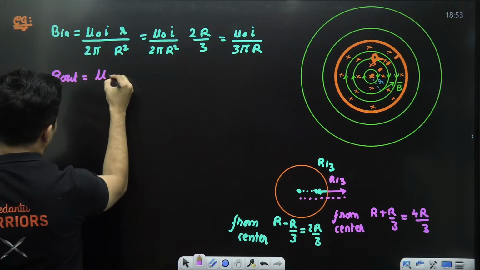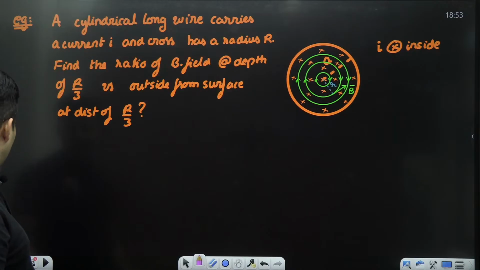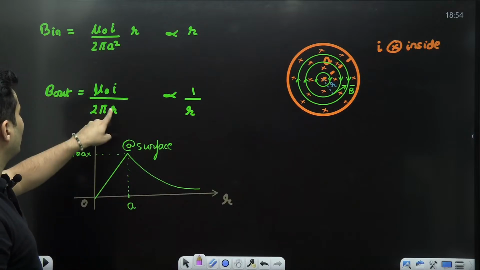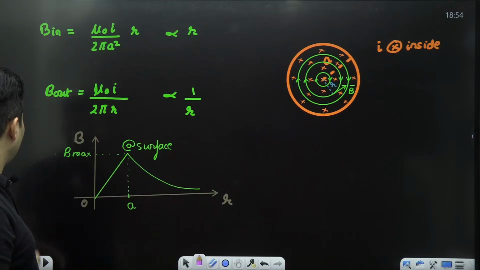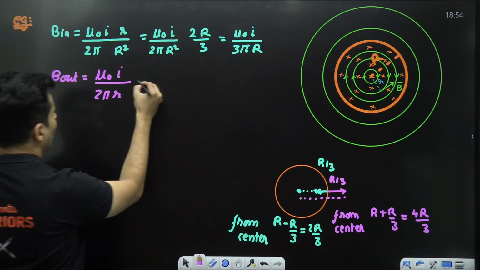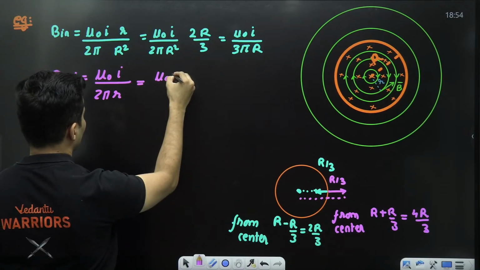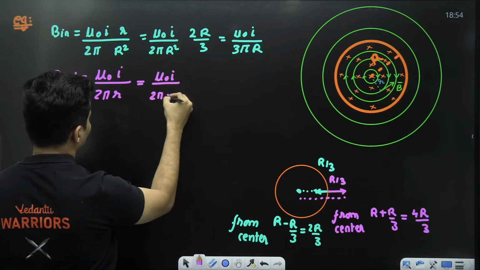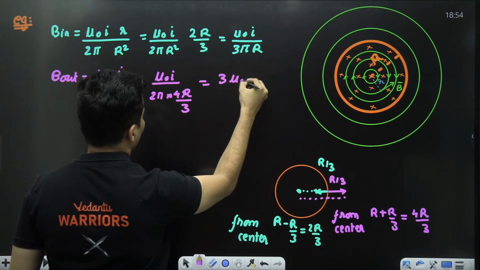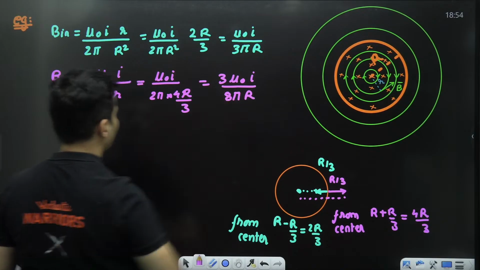Now let's go outside and see what the formula will be like. When you're outside, the formula changes to mu naught I by 2 pi r. So remember, we are just using this when you're outside versus inside. When you're outside, the radius of the wire does not even matter. So this small r is basically 4R by 3, distance from the center. So mu naught I by 2 pi into 4R by 3. So 3 goes on the top. So 3 mu naught I, 4 2s are 8. So 8 pi R. That's it.